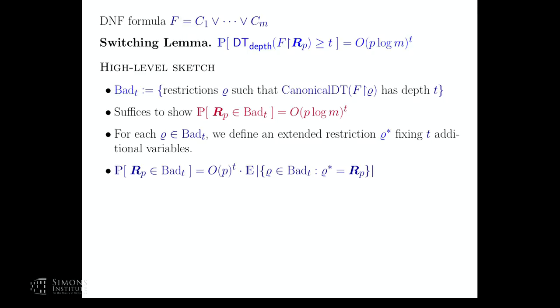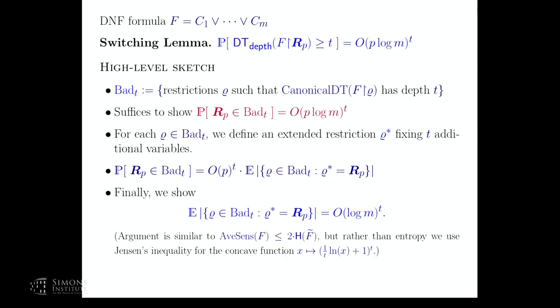Okay, so the name of the game now is to bound. Here, that order p to the t is already accounted for. And now we just need to bound the expected number of pre-images under this map from rho to rho star of a p-random restriction. And this part here won't even depend on the value of p. Okay, so this is the main part of the argument, or the remaining part of the argument, is now to show that the expected number of pre-images here is order log m to the t.